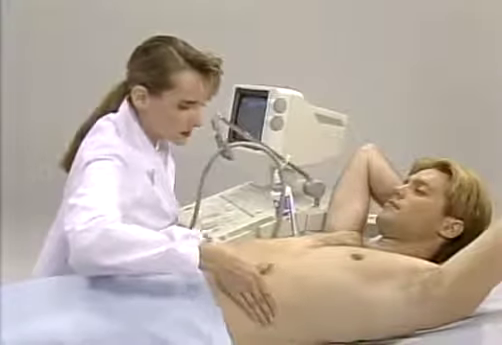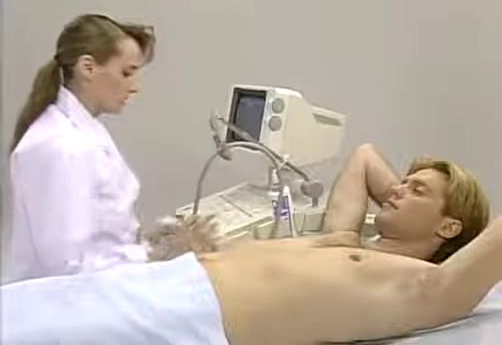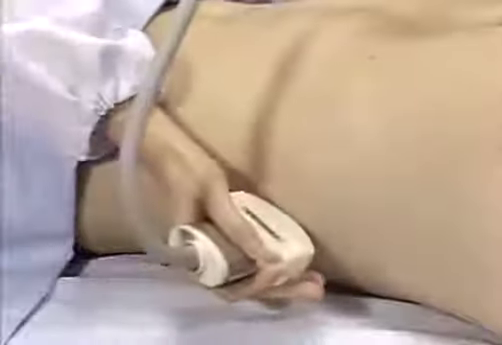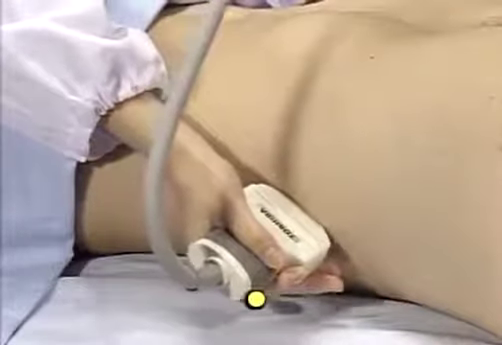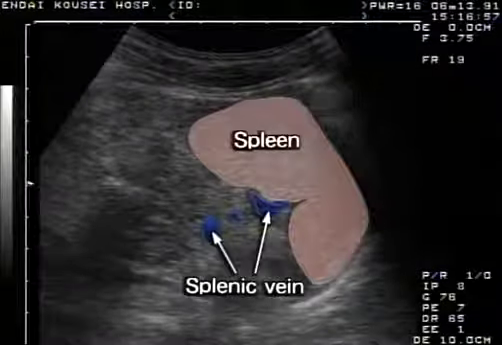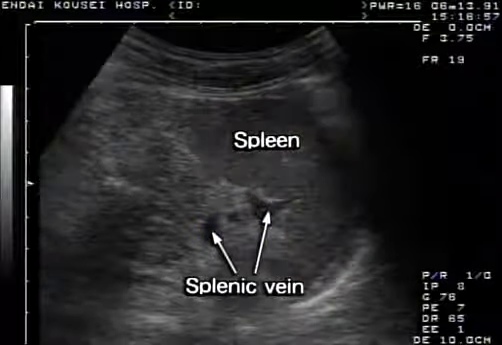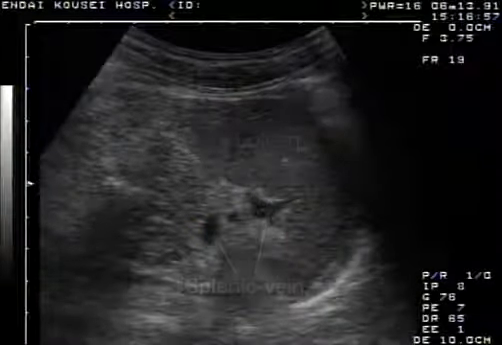Christine, find the position and place the probe. Yes, that way. This plane is usually used to observe the spleen and the left kidney. The spleen appears as a triangular shape reflecting uniform internal echoes. Part of the image on the right side of the screen is often missing due to air in the lungs.